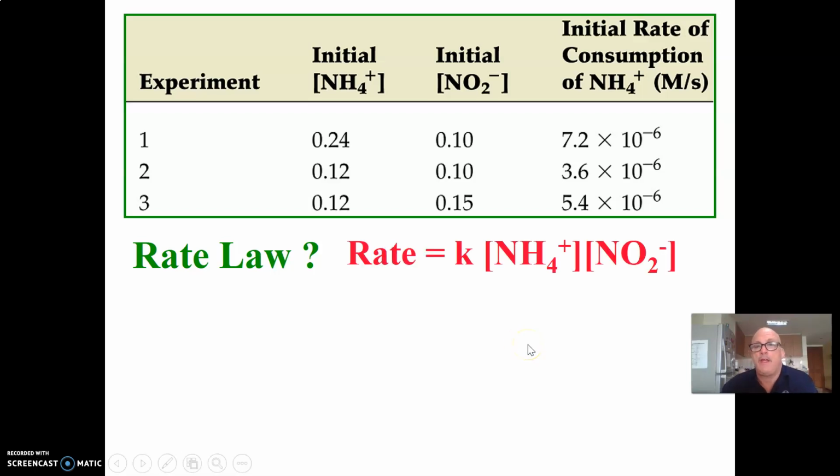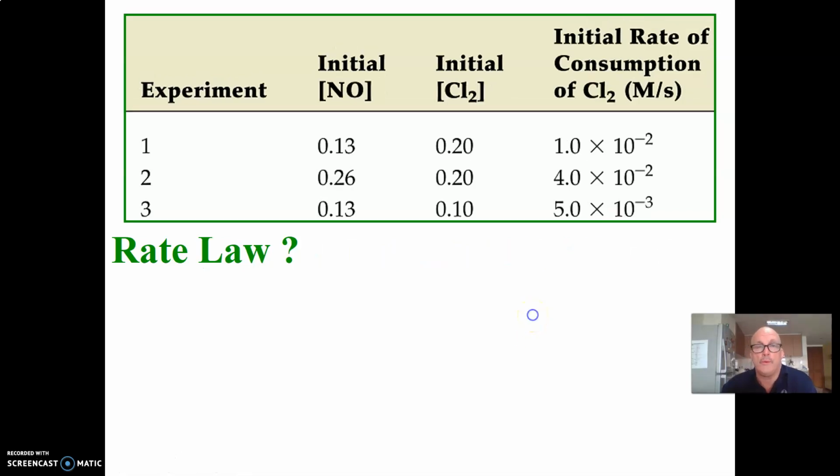And yes, it's first order with respect to each, and it's second order overall. Okay, and another one, a quick look at this now. Not changing and changing, and not changing and changing. So that's a nice table to use.